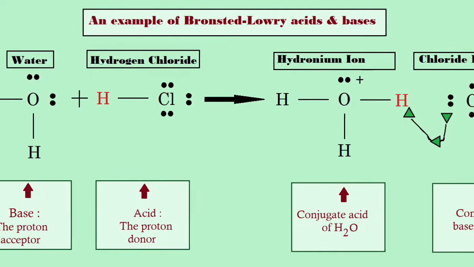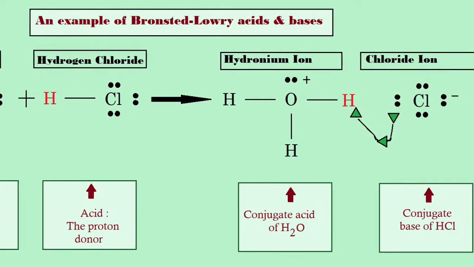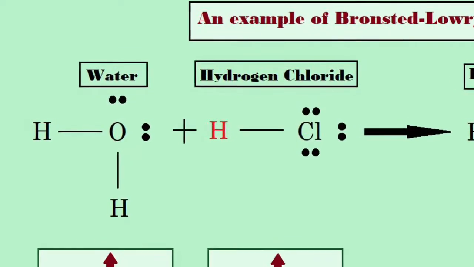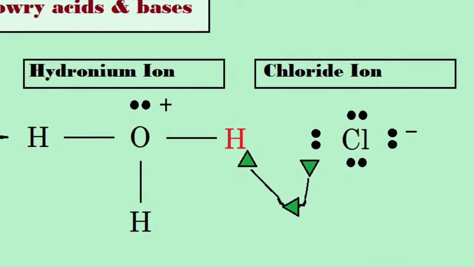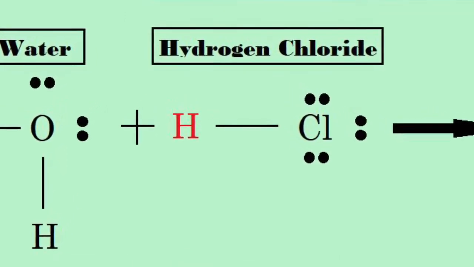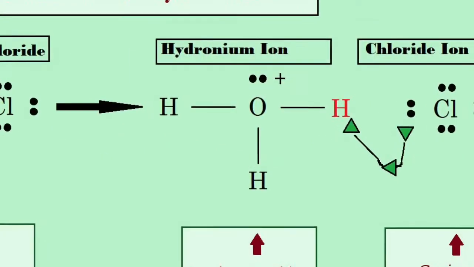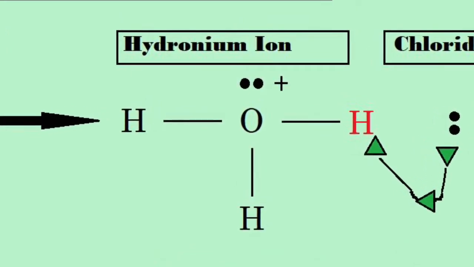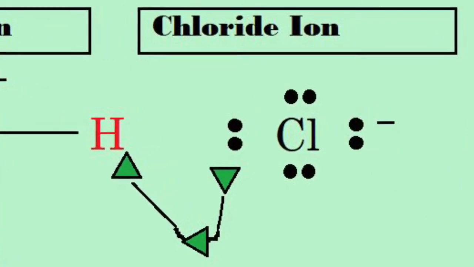Here we have an example of a Bronsted-Lowry acid and base reaction. Our reactants are water and hydrogen chloride. Our products are hydronium ion and a chloride ion. Take note that the red hydrogen represents the proton that is donated. So hydrogen chloride donates its proton to water, which then becomes a hydronium ion, giving it a positive charge. And the chloride ion now has a negative charge because it's lost its positively charged proton.